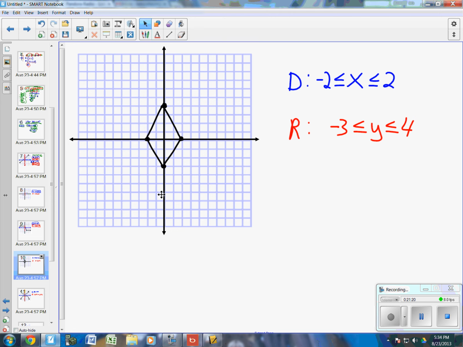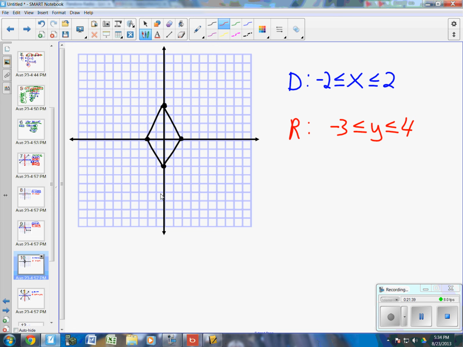Okay, and this one right here is not a function, by the way, because it doesn't pass the vertical line test. A vertical line going through that diamond would intersect it twice. And a function can only be intersected once. So this one's not a function.